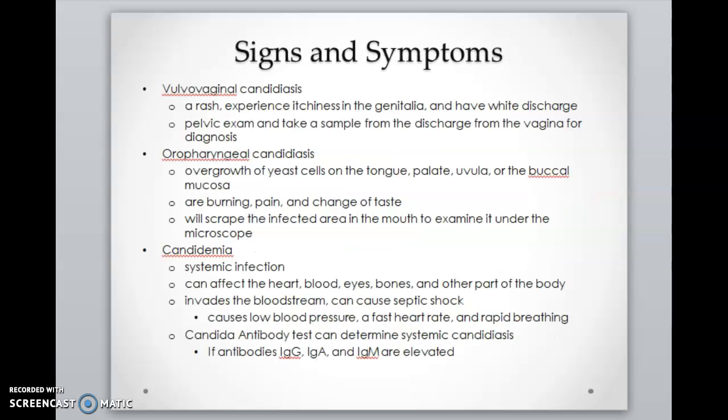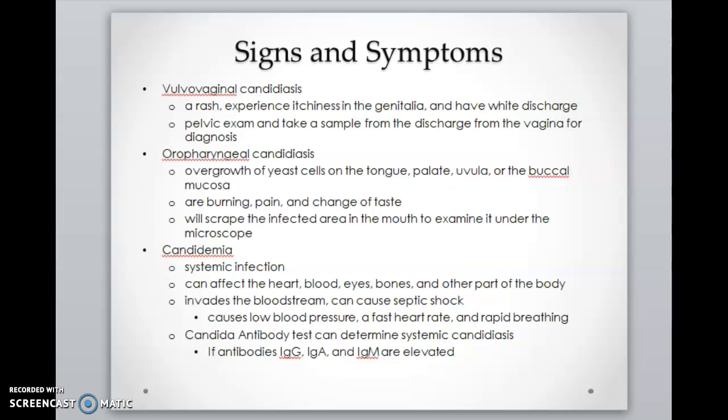Signs and symptoms. Vulvovaginal candidiasis is a rash. People will experience itchiness in the genitalia and have white discharge. A doctor will do a pelvic exam and take a sample from the discharge from the vagina for diagnosis.